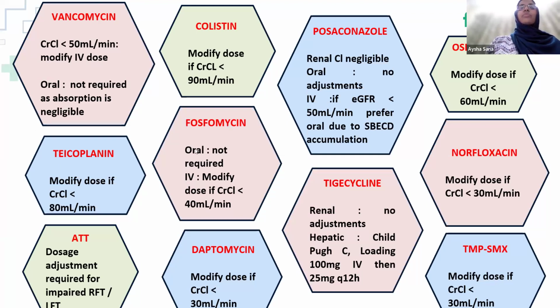For fosfomycin, oral dose modification is not required, but for IV, modification is required if the creatinine clearance is less than 40. For teicoplanin, we have to consider dose modification if the creatinine clearance is less than 80. And for the antitubercular drugs, dose modification is required for patients with both impaired hepatic and renal dysfunction.